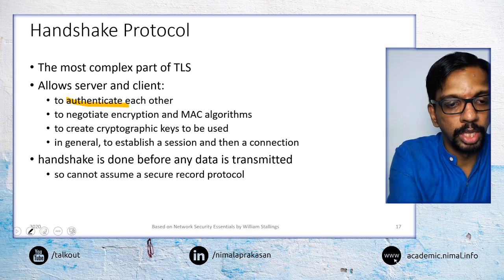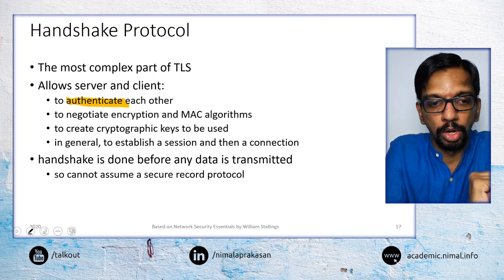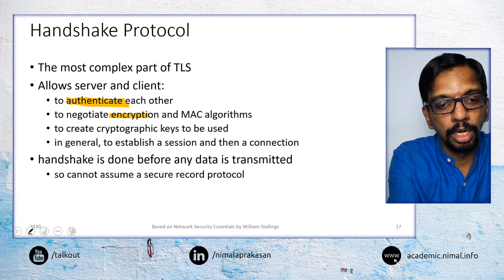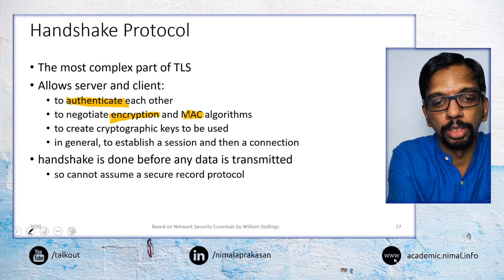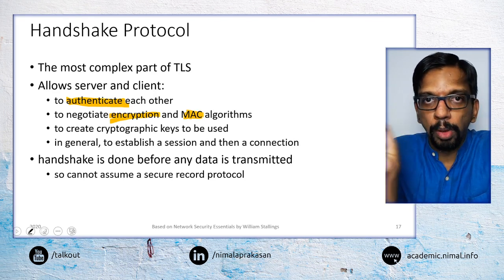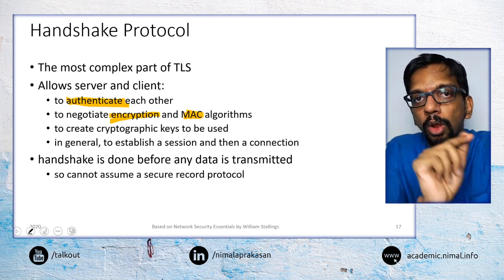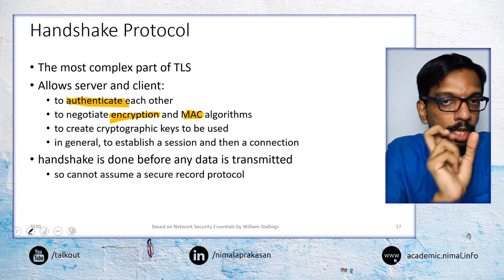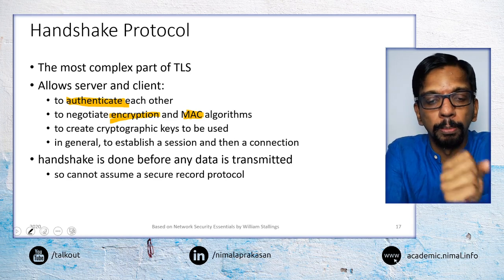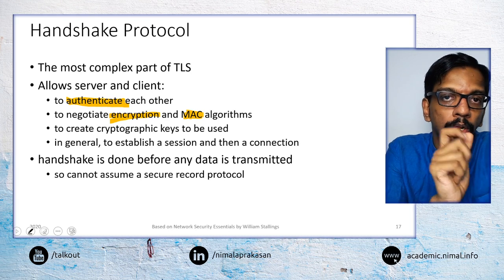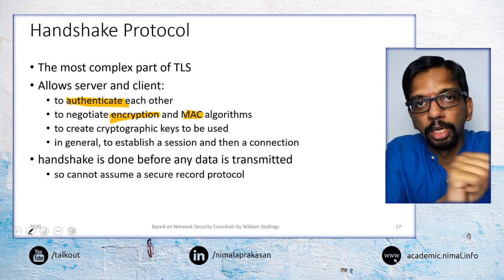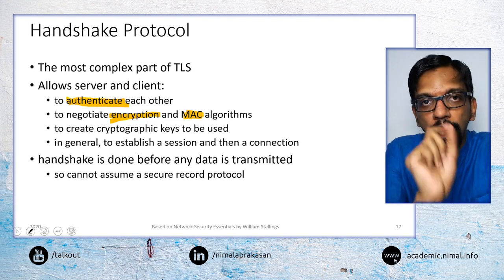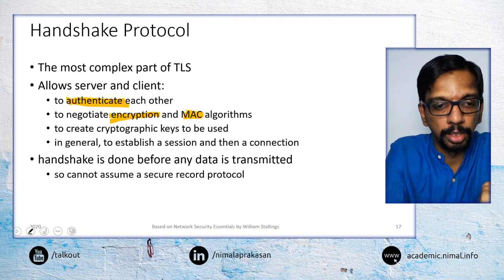One is authentication, which is one of the main things. Then negotiating the encryption and MAC algorithms. If two parties are communicating, they have to agree on a particular encryption algorithm for encryption purposes and a message authentication code algorithm for message authentication purposes. So we need to have an agreed algorithm, and the handshake protocol establishes that.